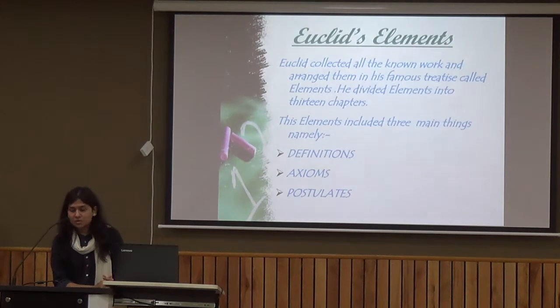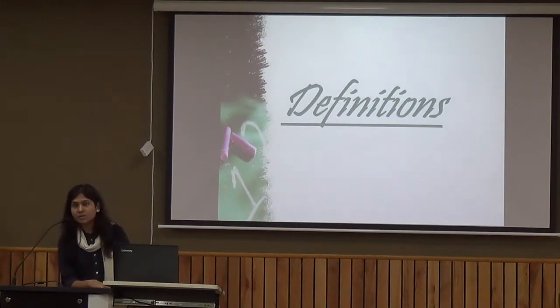Now, Euclid was a famous mathematician who collected all the known work and arranged it in his famous treatise called Elements. He divided Elements into 13 chapters. These Elements included three main components, namely definitions, axioms and postulates. Now, let us understand the various definitions given by Euclid.